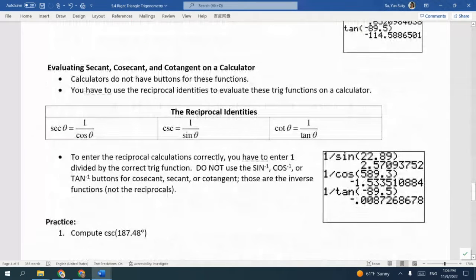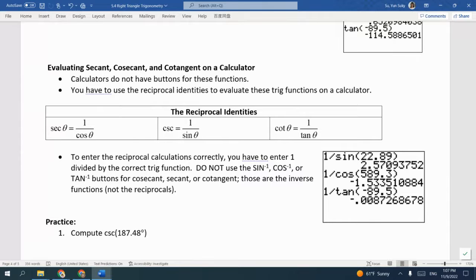Tangent. Yes. So if you want to evaluate secant of 22.89 degrees, you put 1 divided by cosine of 22.89 degrees. Okay, everybody? That's why your calculator only has sine, cosine, and tangent. It does not have secant, cosecant, and cotangent because you can use sine, cosine, and tangent to figure that out. Right, everybody? Okay.